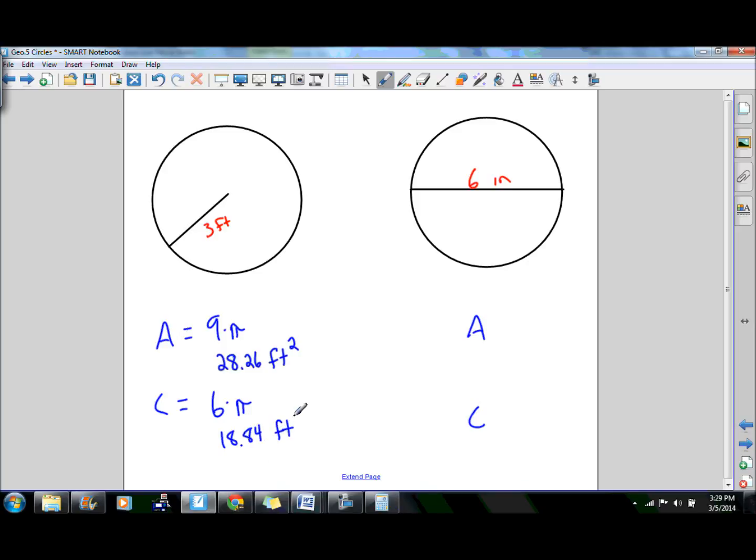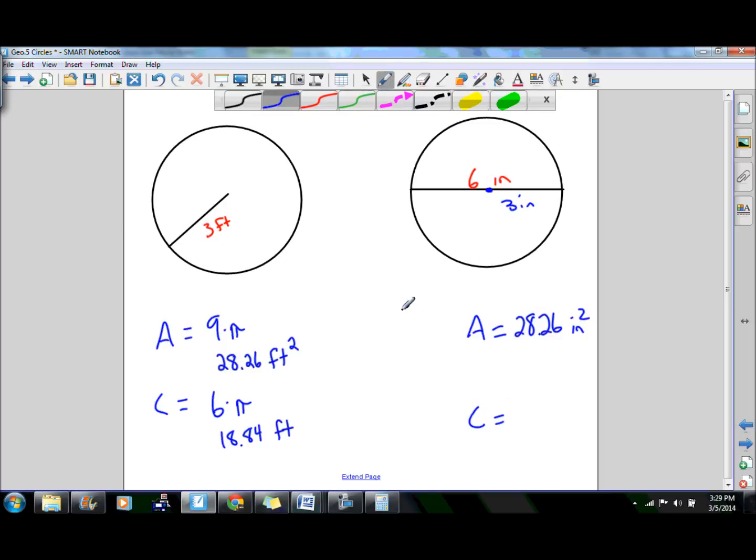Feet. And this circle over here, the diameter is 6, therefore the radius would be 3, and we end up getting the exact same answers, just with different labels. So even though it looked like these were 2 totally different circles, they were actually the same thing. Just one we were given the radius, and one we were given the diameter.